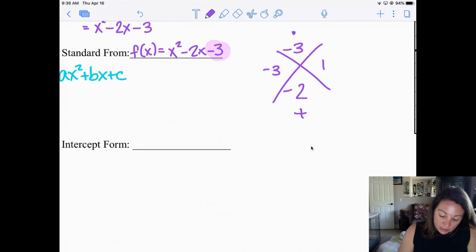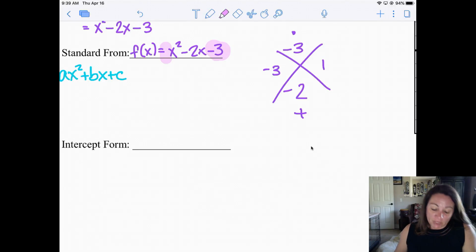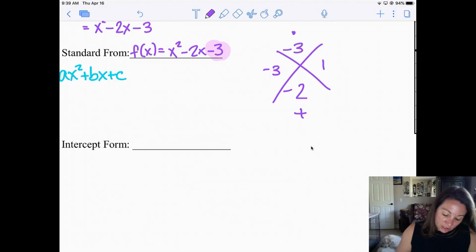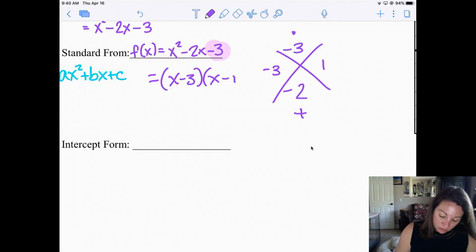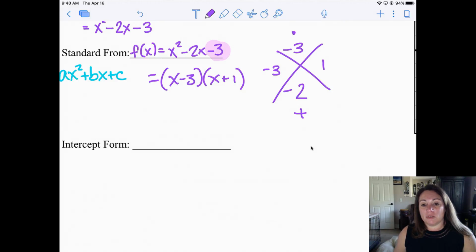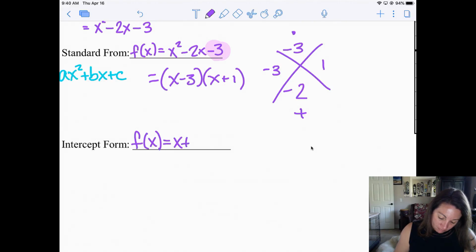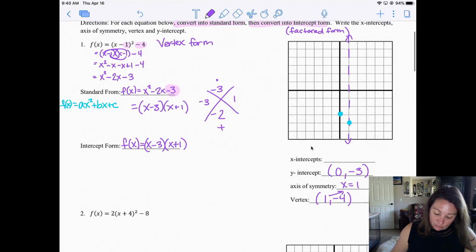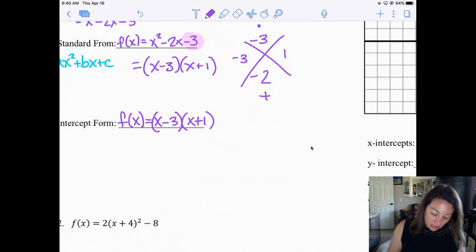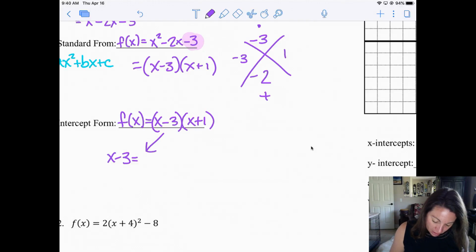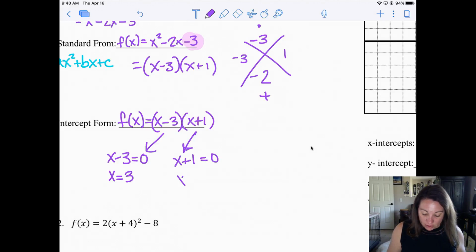Since there is no number in front of the x squared, the value of a is 1, which means that I can jump straight to writing these as factors with x minus 3 times x plus 1. -3, positive 1. And this is my intercept form. Great thing about intercept form is that what? Oh, I immediately know the x-intercepts. Yay! From this one, I get x minus 3 equals 0, so x is equal to positive 3. From this one, I get x plus 1 equals 0, and so x is equal to -1.